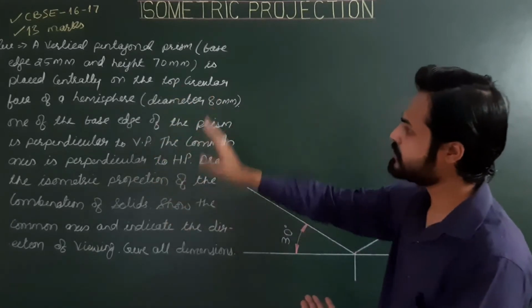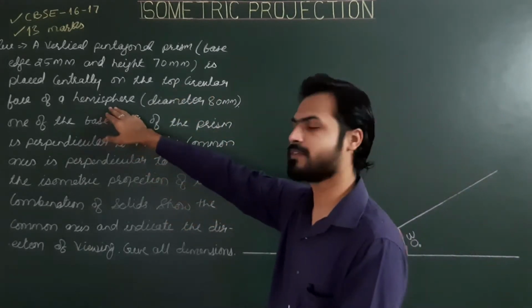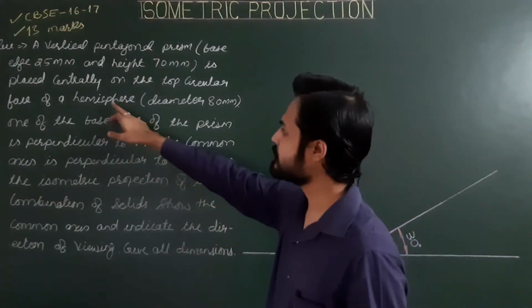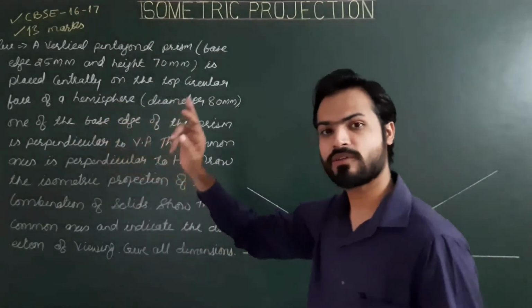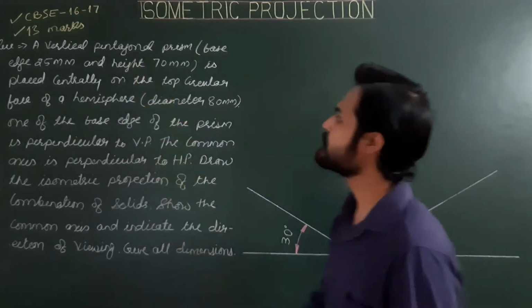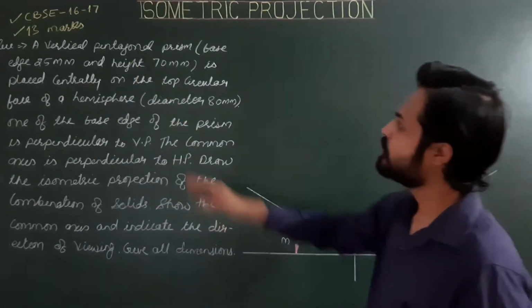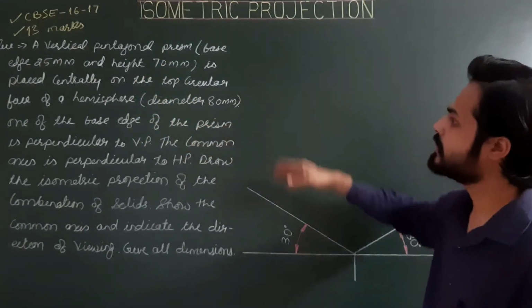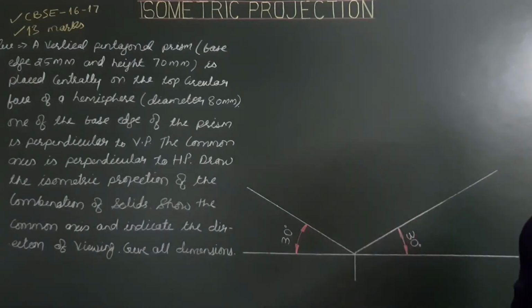So in the combination, first we have to draw the projections of the hemisphere which is resting on its curved surface. Then we'll mark the center of the upper circular plane of the hemisphere. Then from the center, we'll project the pentagonal base of the pentagonal prism centrally, and then we'll complete the projections of the pentagonal prism.